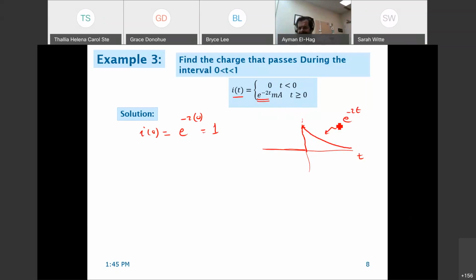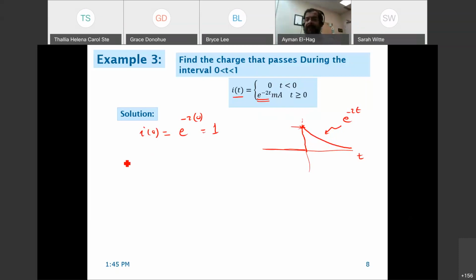Now, what is this basically? We will see this later on. This is like we have a storage device. You are storing current, and then you are discharging. The current was stored here at this point, and then you start to discharge this current. That's just to give you an idea, and we will talk about this in detail later on.